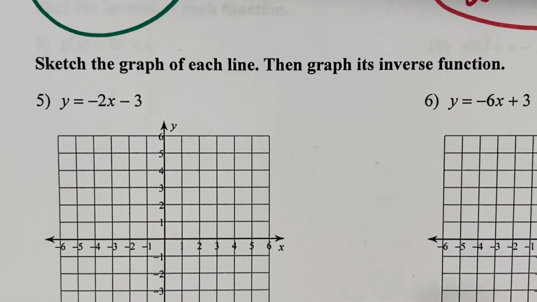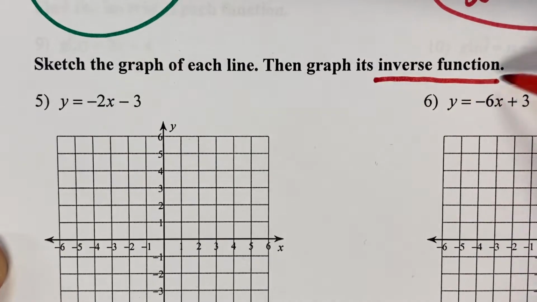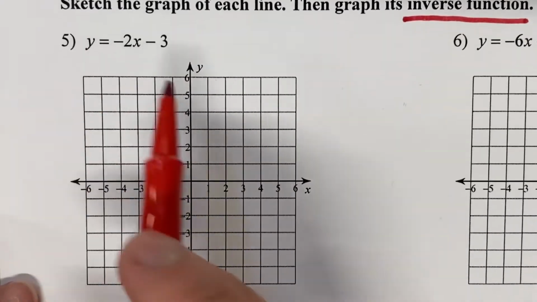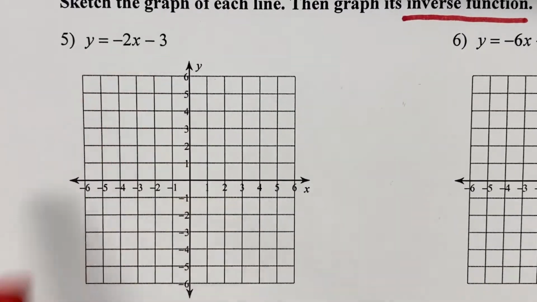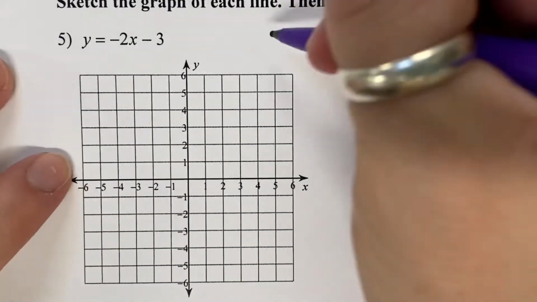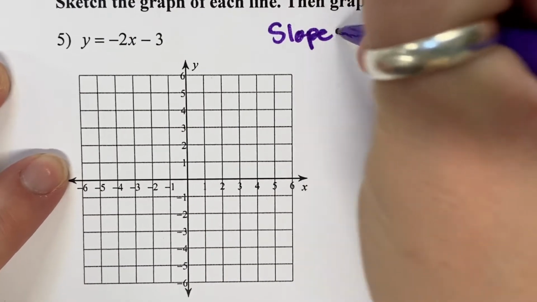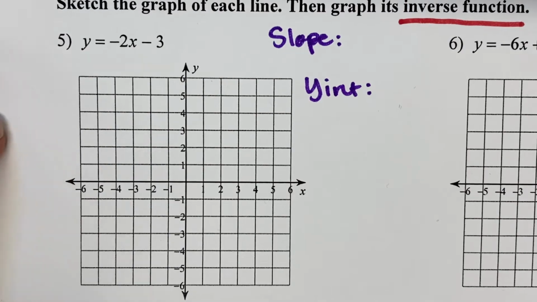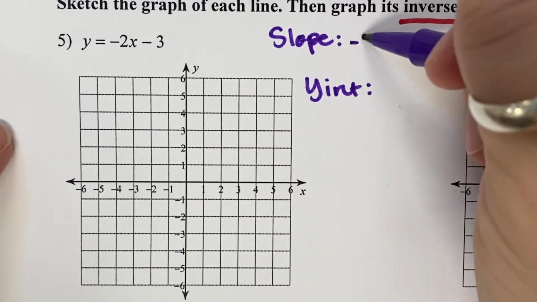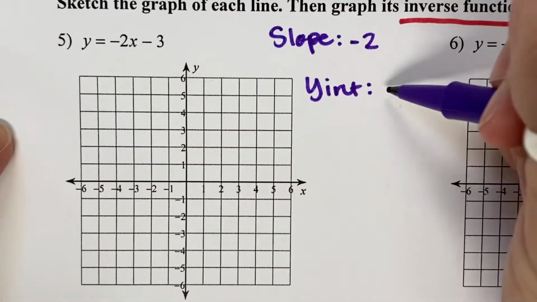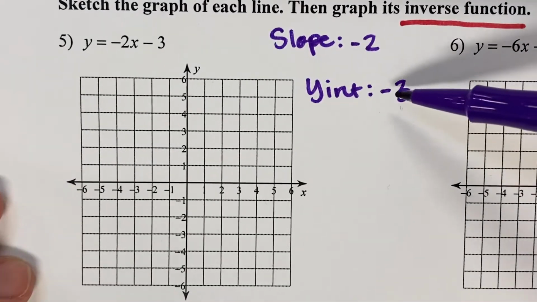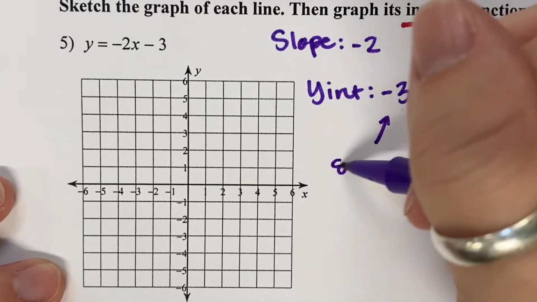It says sketch the graph of each line, then graph its inverse function. That's going to be an important step. The first thing we want to do is graph our original function. This is in slope-intercept form, which makes it kind of easy. We can identify slope and our y-intercept for our original function. Our slope is always in front of our x, so we have -2, y-intercept of -3. Remember, we always start with our y-intercept. That's our starting point.